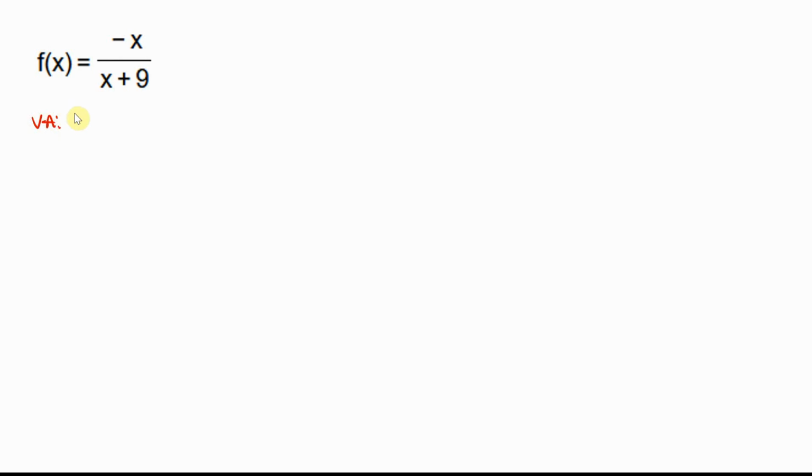Vertical asymptote, see that? x equal to -9. Horizontal asymptote, let's change the color. Here the degrees are the same, so I get the ratio of leading coefficients. -1 divided by 1 is -1.